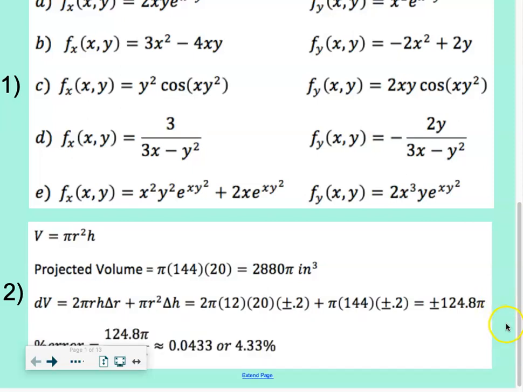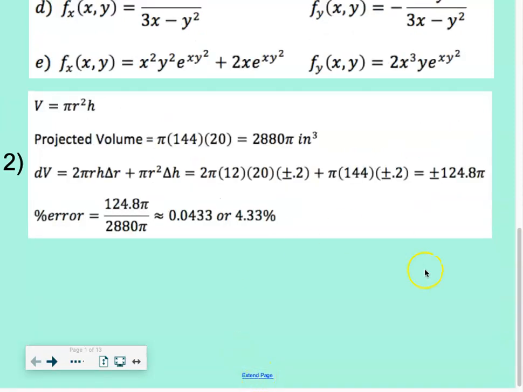And your error should be around 4.33%. I see it there. Beautifully done. On this board, I can't see the 4.33, but I see 50 Mickey Mouses. Uh-oh. All right.